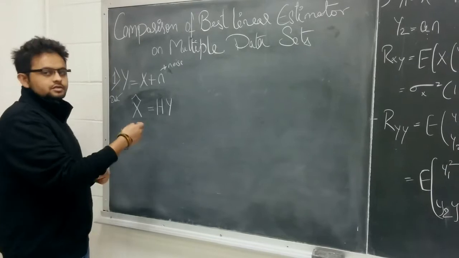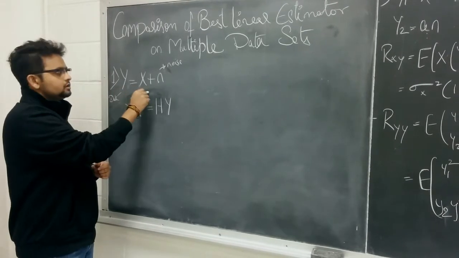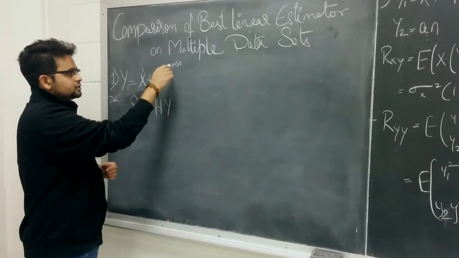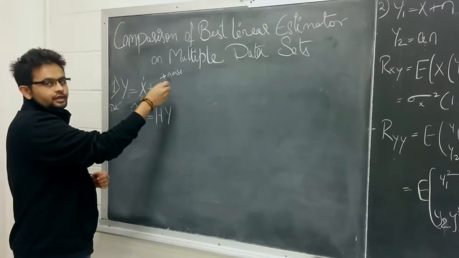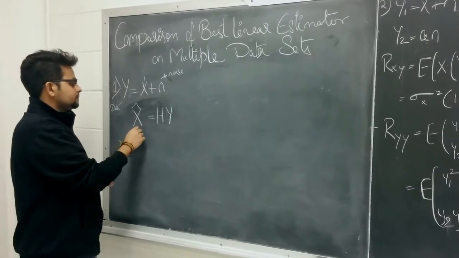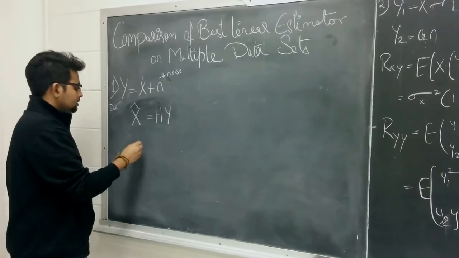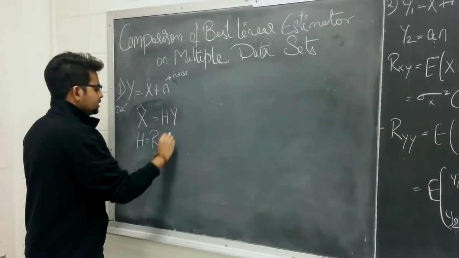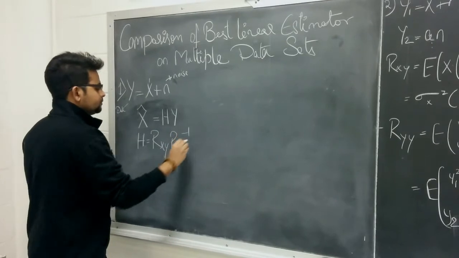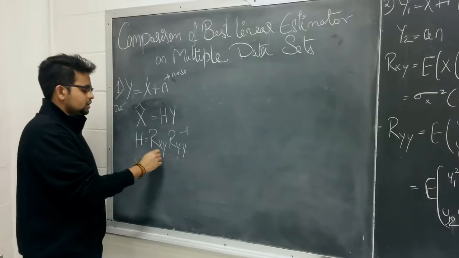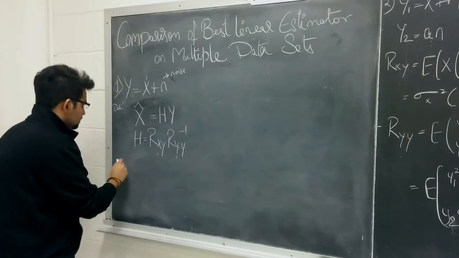So the first data set is y is equal to x plus n. X is the unknown signal. N is some kind of distortional noise while taking the data y. So the estimator x cap is equal to h into y. We know that h is equal to rxy into ryy inverse. Now we'll try to find out the individual components, cross correlation and autocorrelation.